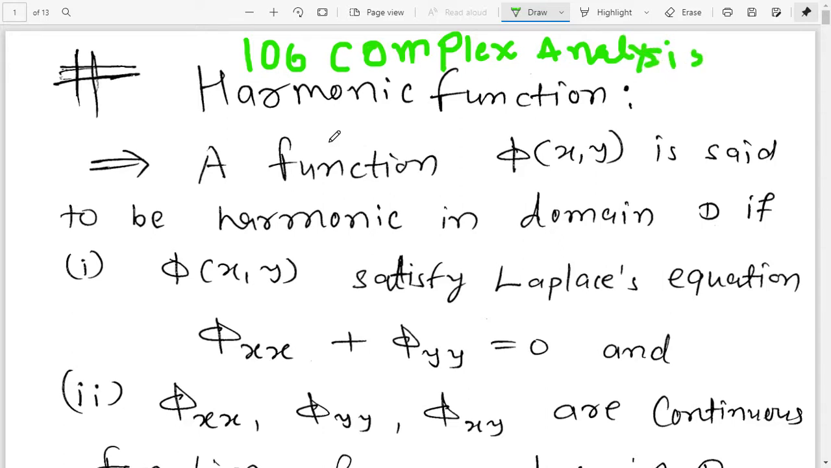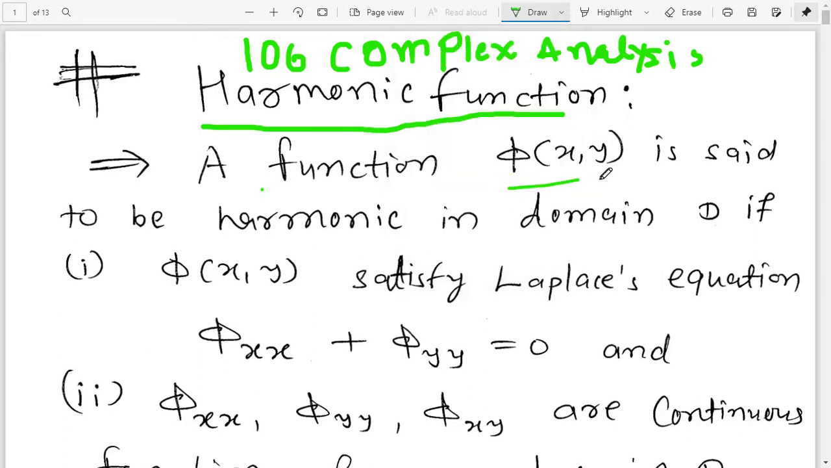In the previous lecture, we studied the analytic function and its examples. Now we start with the definition of a harmonic function.